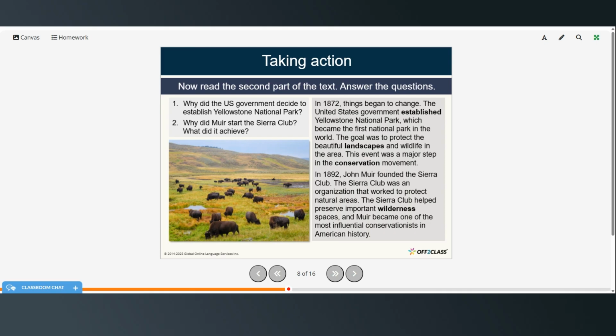So, why did the United States decide to establish Yellowstone National Park? Well, the goal was to protect the beautiful landscapes and wildlife in the area. And why did Muir start the Sierra Club? So, in order to help preserve important wilderness spaces.